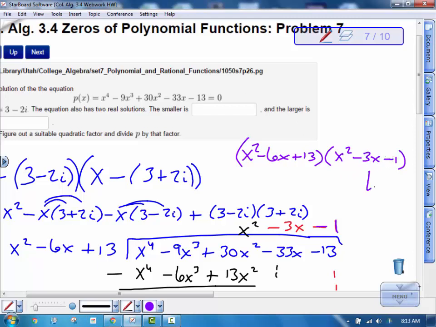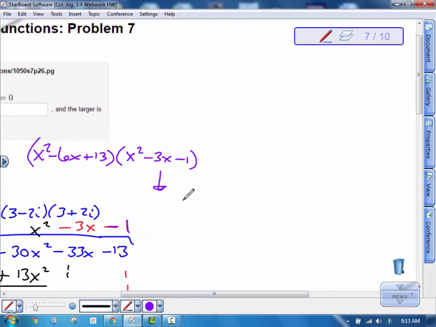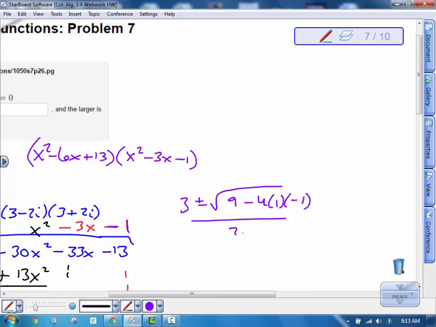Now, I want to look at this one because I already have the two zeros in this one. They're complex. They were given to me. But this one, there's two irrational zeros that come from here. I'm going to have to find them with quadratic formula. So that'd be opposite of b, plus or minus the square root of b squared minus 4ac all over 2a. So double negatives go positive. 9 plus 4 is 13.